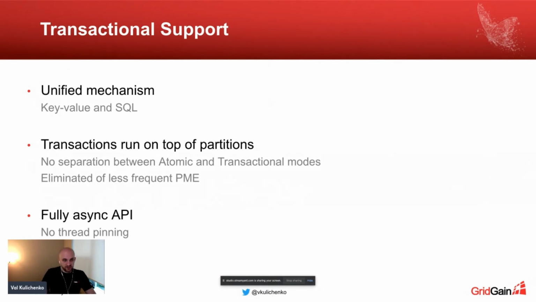So again, it's a usability improvement that we don't have to separate those. You create a table and then you can execute any kind of transactions you want. If you collocate, you get better performance. If you cannot collocate, then it still works with those trade-offs.